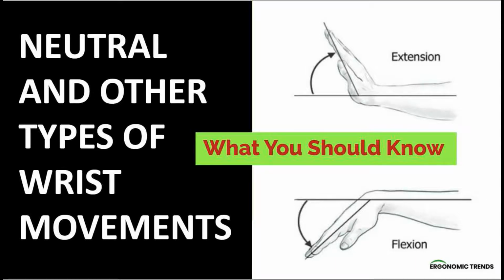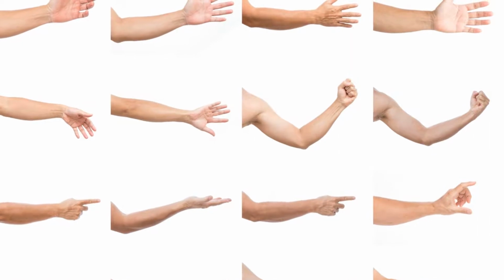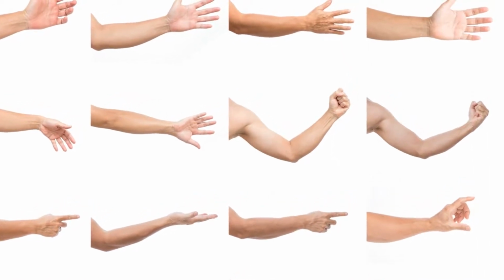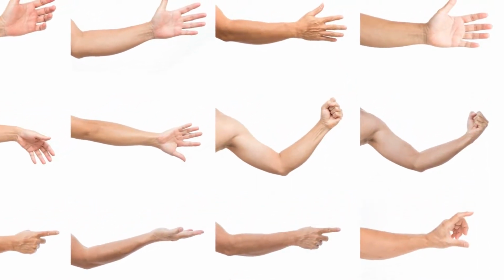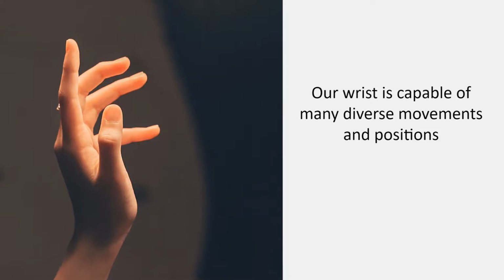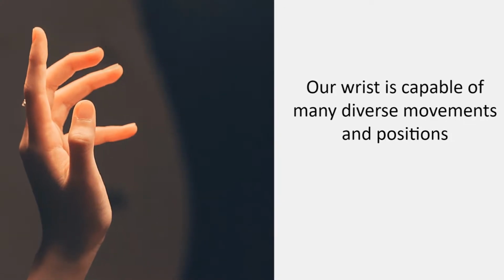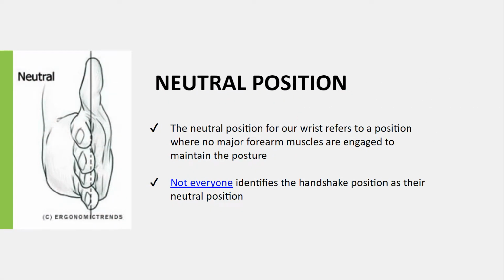In this video, I'll go over the major types of movements the human wrist is capable of making, plus the most common wrist injuries one can incur from poor ergonomics. The second part is especially important, so be sure to watch till the end. Our wrist is capable of many diverse movements and positions. So let's start with neutral position.